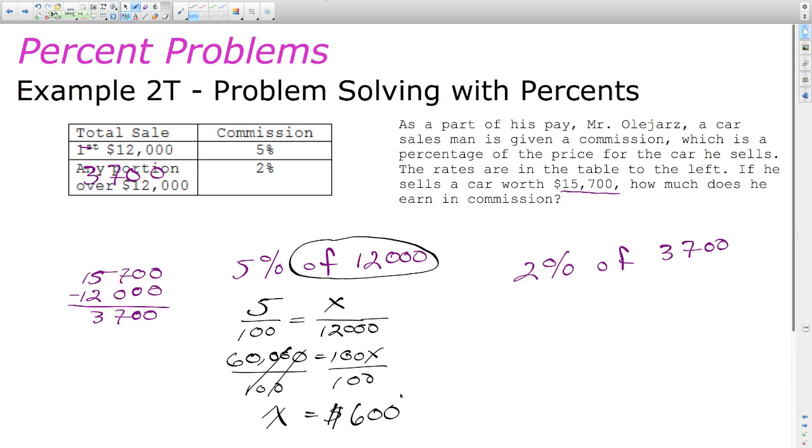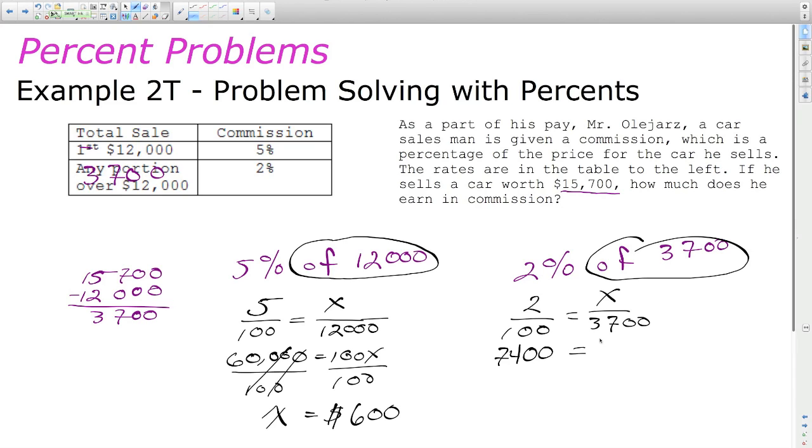Now that's only one part of his commission. He gets 2% of the remaining $3,700. And 2% of $3,700 is a find the part problem that we just talked about. And that'd be 2 over 100, 2%, is equal to x over 3,700. Solve that with cross products. 3,700 times 2 is 7,400. 100 times x to give 100x. Dividing each side of that by 100 gives us x is equal to $74.